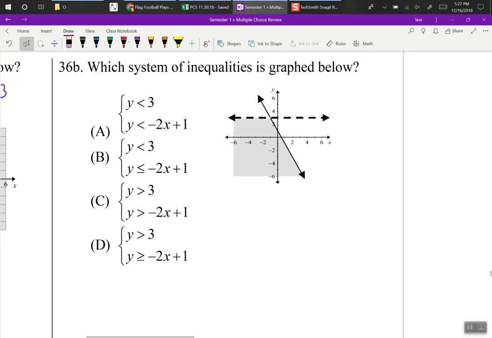Same idea here. This one would be y is, what are we at, 3, and we're shading below, so y is less than 3, dashed line. Our next one is a solid line. Y-intercept is at 1, so plus 1. So we're going to have the equal sign because it's solid, and it looks like we're going down 2 over 1, so negative 2x. And we're shading the bottom, so we're less than or equal to.